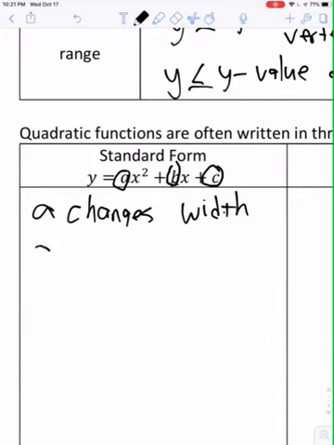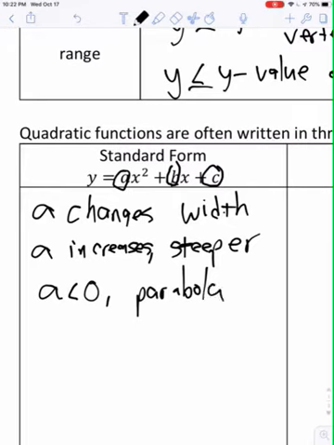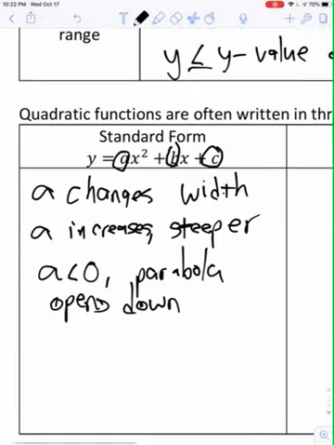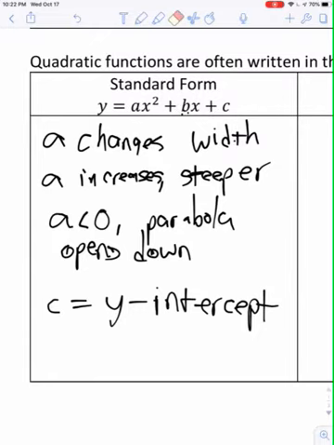So if A is bigger, then we get a steeper parabola. Steeper. Right. And if A is negative, then the parabola opens downwards. And then C is equal to the y-intercept.